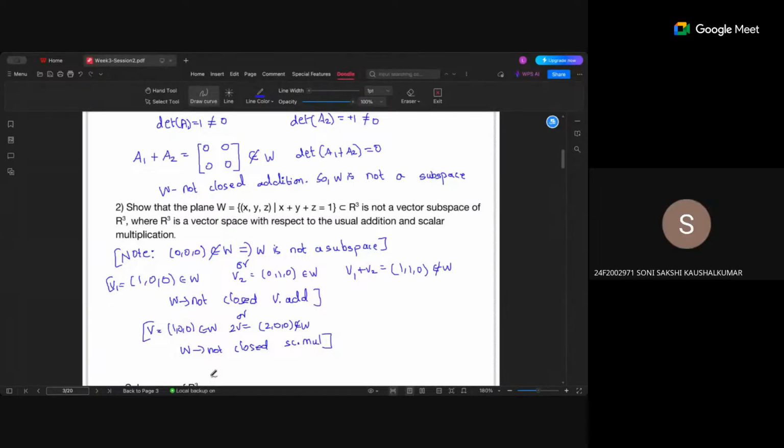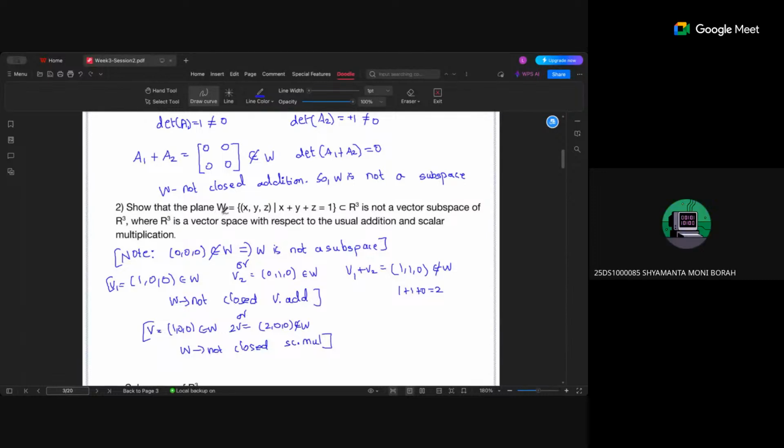Ma'am, can you please explain the second method again? This one? Yes. See, this is very simple. We are trying to see whether this set is closed under addition or not. So I have taken two elements here which belong to W. Their sum is 1 comma 1 comma 0. What is the sum of the elements of this vector? 1 plus 1 plus 0 is 2. But I want the sum to be 1. So this vector cannot be in W.